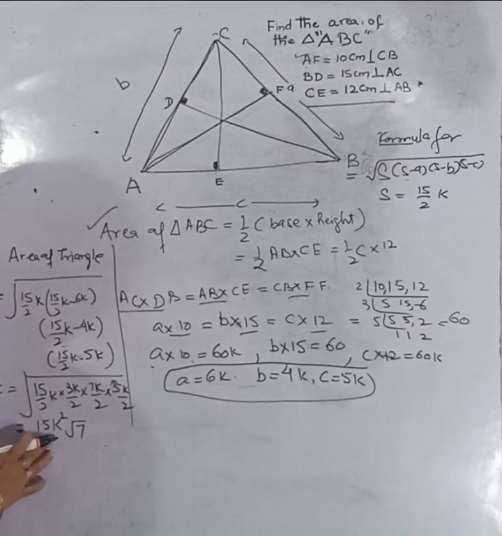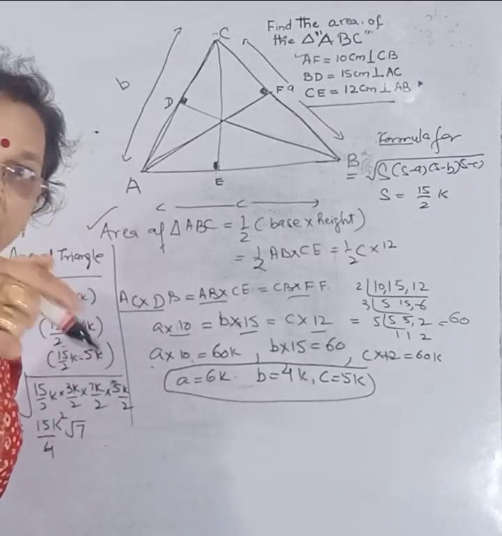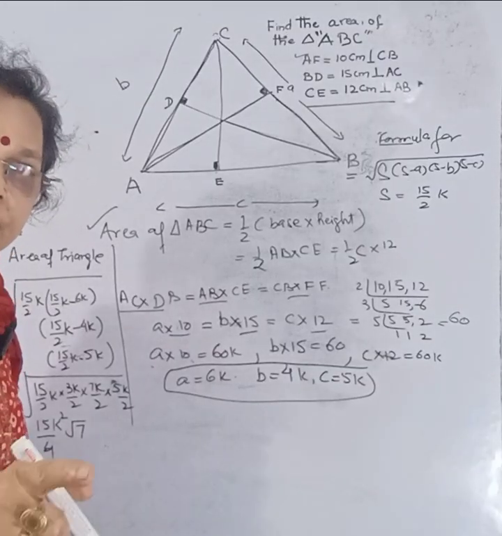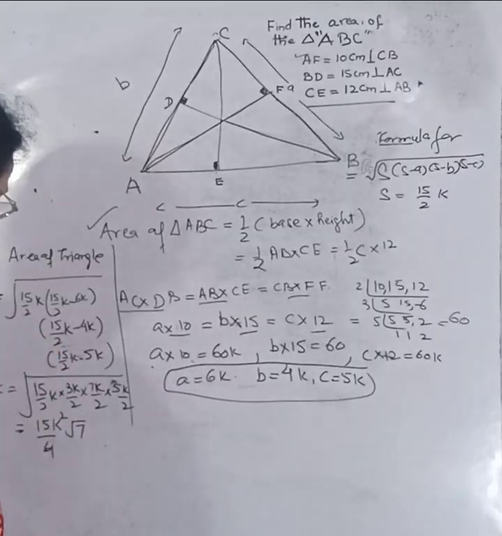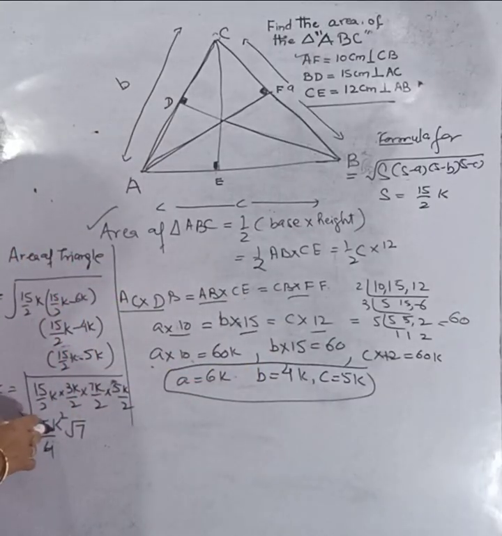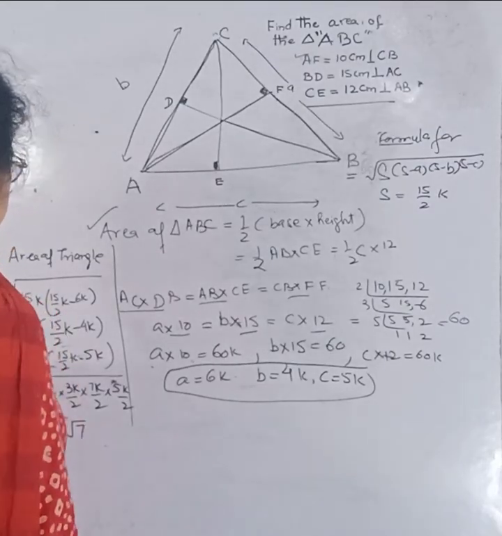So the area of the triangle is 15k square root 7. Now what will be our aim? To find the sides. We will do it later. Now we have to find the value of k. How can we find the value of k?